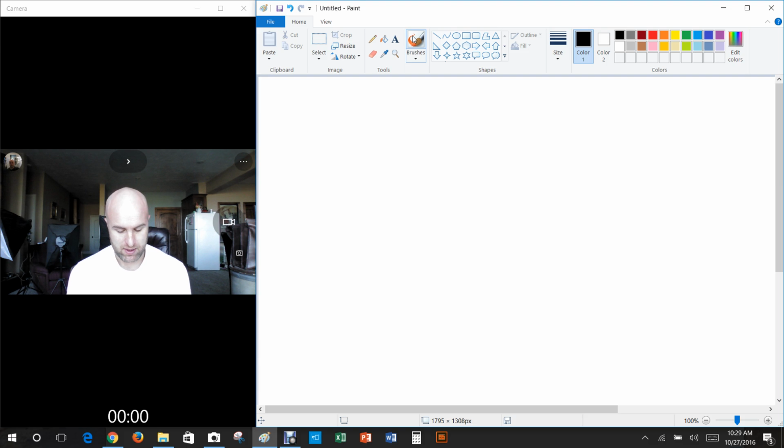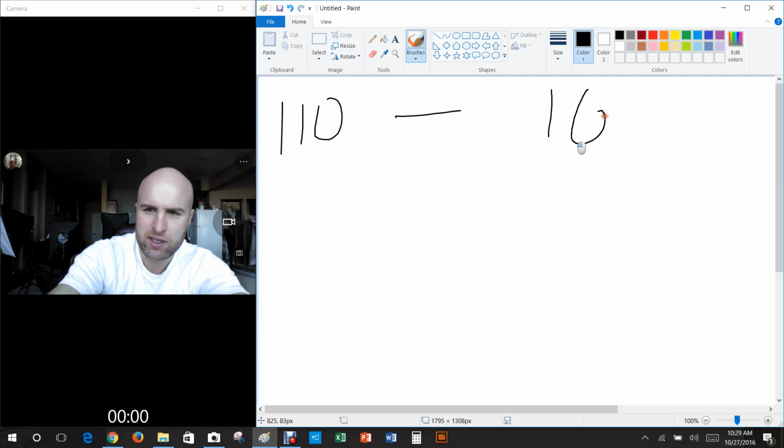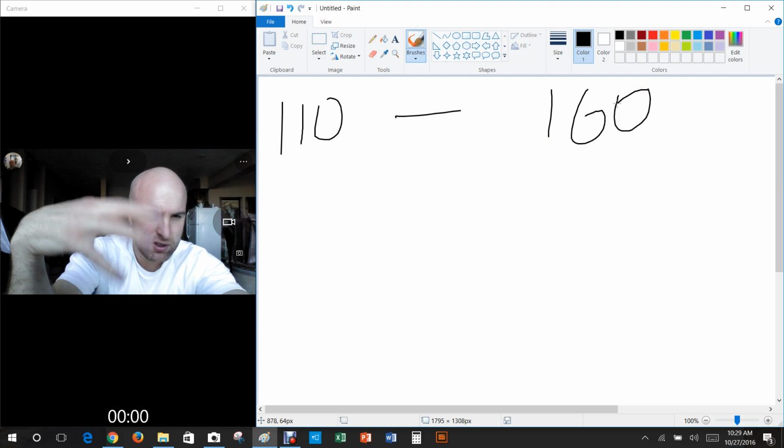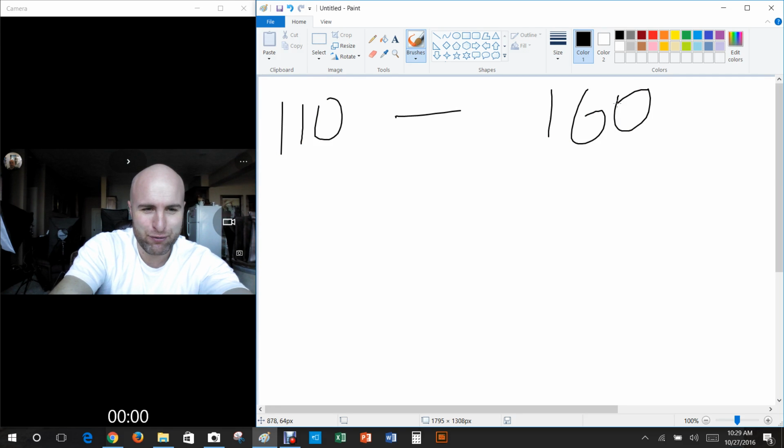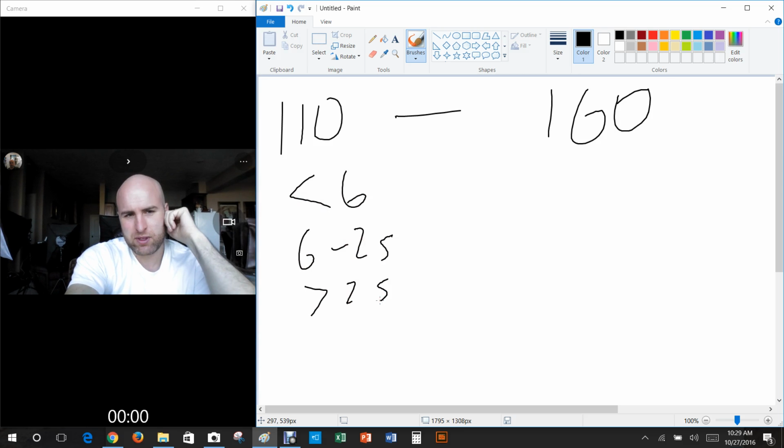Okay, so what about acceleration? So we talked about fetal heart rate normal. I'll write some of these numbers down. Normal is 110 to 160, and we talked about variability. So it's like moving around different amounts of being variable, and the main variabilities were less than 6, and then we had 6 to 25, and then we had greater than 25. Those are all types of variability.